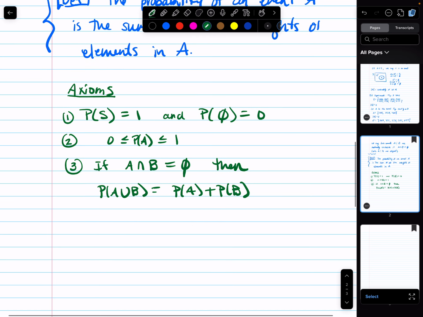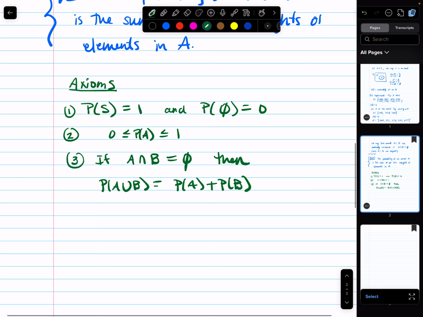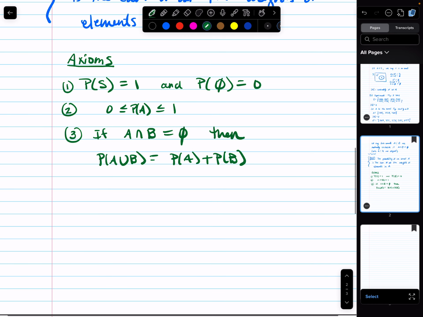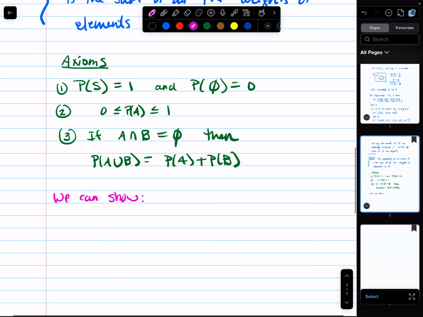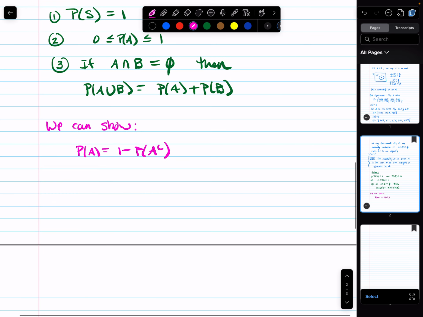Okay? Perfect. Now, what we can show from those axioms, many things. One of which is that the probability of A is equal to 1 minus the probability of its complement, and vice versa, right? The probability of A complement is equal to 1 minus the probability of A.